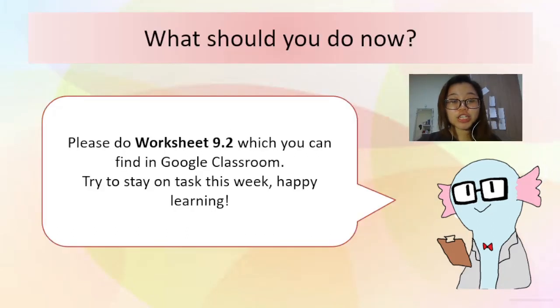Now that we've reached the end of the video, I hope that you're able to explain negative feedback mechanisms using the example of regulation of blood glucose level. So what should you do now? Please go to Google Classroom and find the worksheet for 9.2, complete it, and after that, mark your answers using the answer scheme given. I hope that you're able to stay on task for this week. All the best and happy learning.